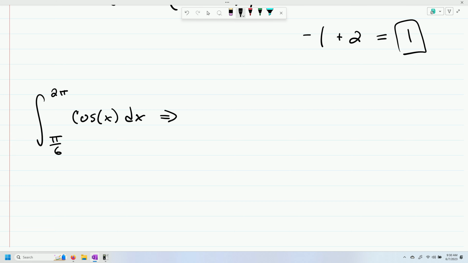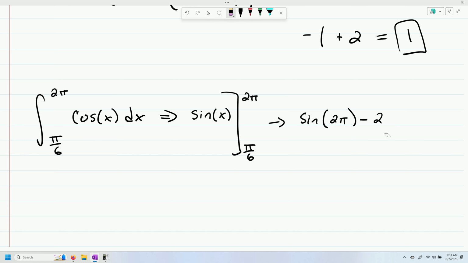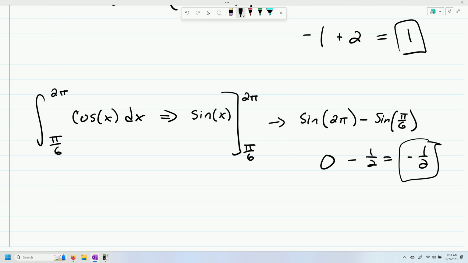Now, if we wanted to integrate this, we could just look at our table real fast. We're going to get the sine of x. And remember, we're going to have to evaluate this from pi over 6 to 2 pi. If we evaluate sine of 2 pi minus the sine of pi over 6, we end up getting 0 minus 1/2, which is negative 1/2.